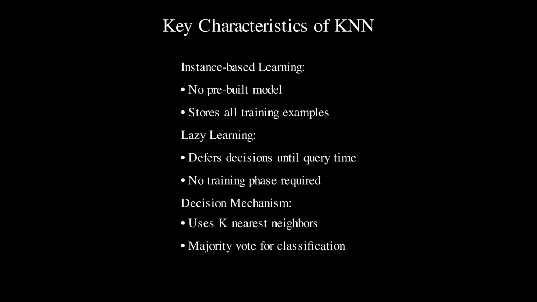KNN is unique in being both instance-based and lazy. Unlike eager learners that build models during training, KNN stores all training examples and delays decision-making until prediction time. This approach gives it remarkable flexibility but comes with its own trade-offs.